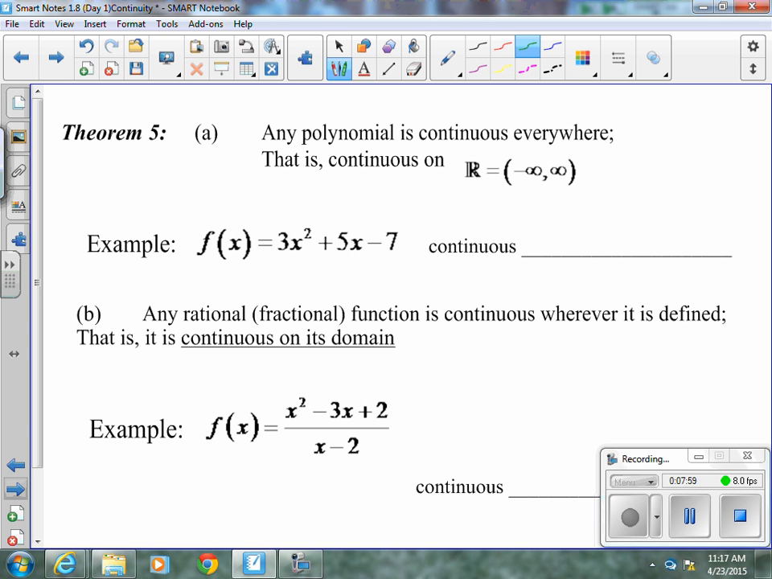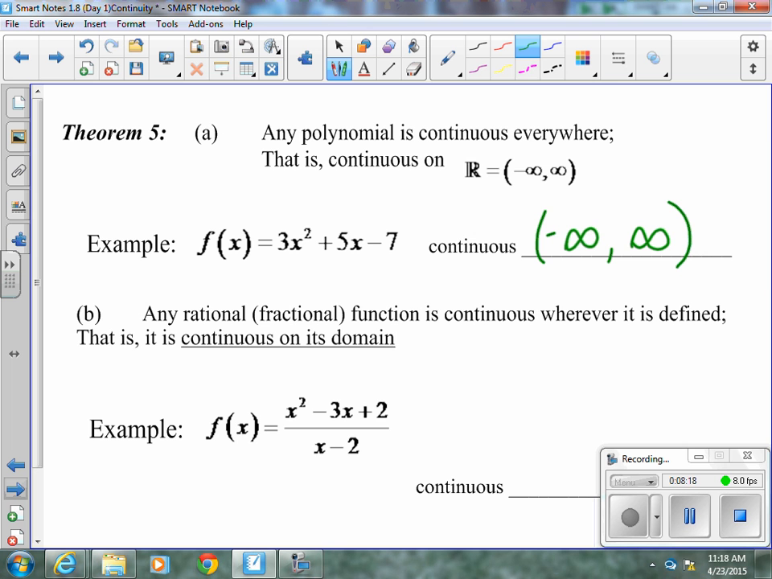Finally, theorem 5, any polynomial is continuous everywhere. That is, continuous on all real numbers. Polynomials are nice smooth curves like roller coasters that don't do loops. And so, they're continuous on all real numbers. So this is a polynomial, no holes, no jumps, nothing weird, means continuous.